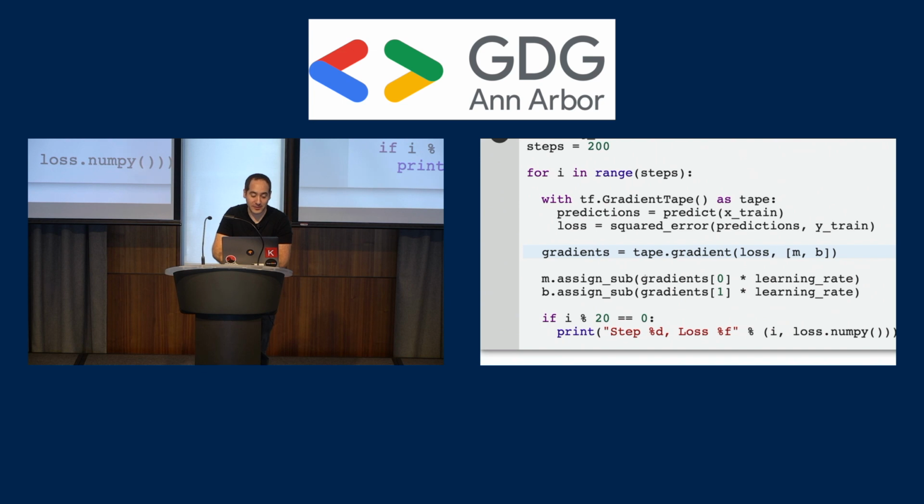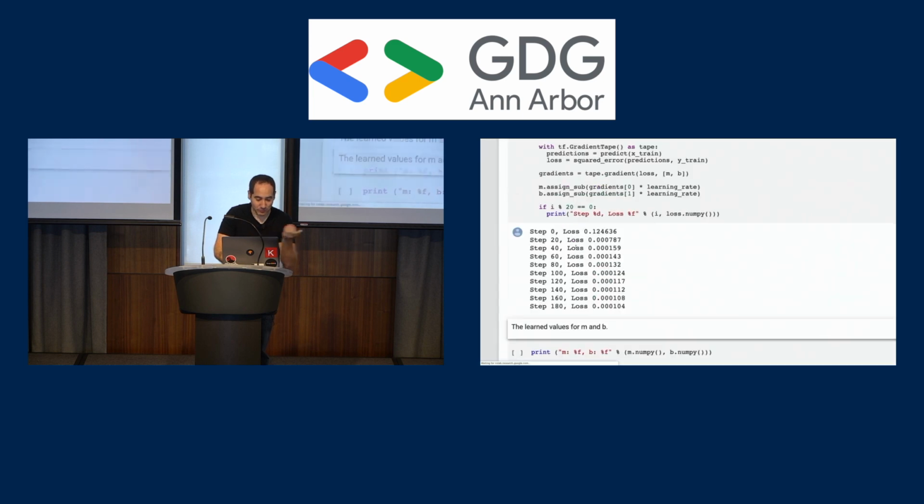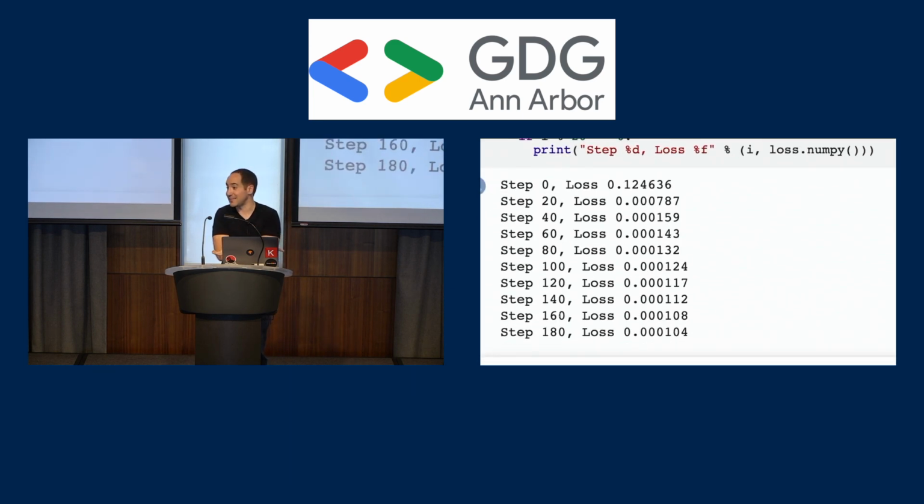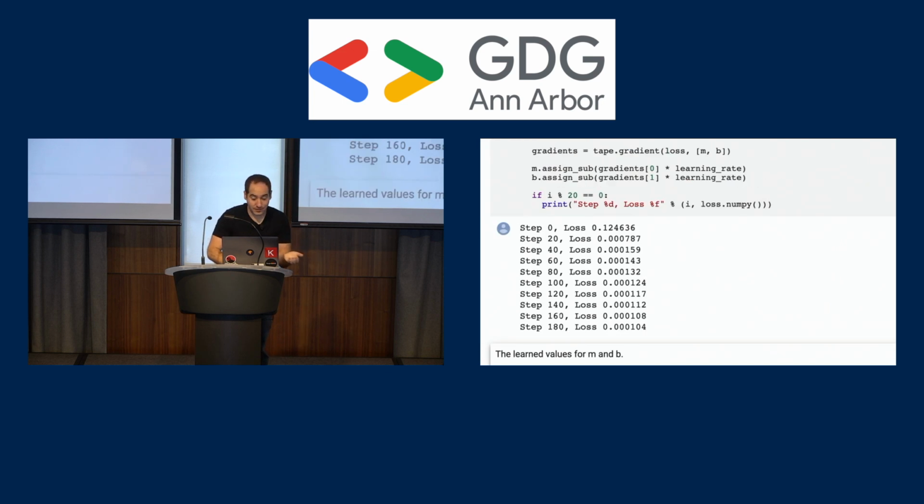Then what we're literally doing is we want to take a step downhill. So I'm taking the gradient, and I'm just subtracting it from m and b. And at the next iteration, our loss will be a little bit lower. And if we run this, and I ran the code above it, which I may not have, yeah, you'll see we have this iterative process where our loss goes down, which is great.